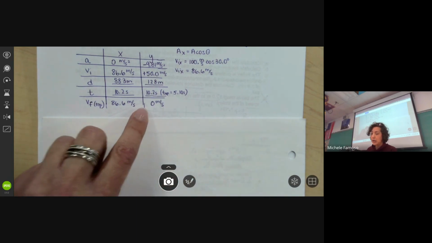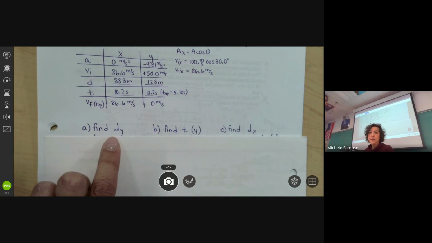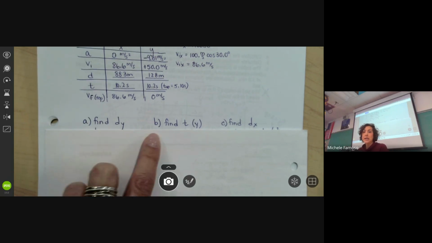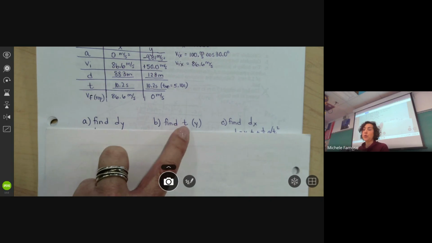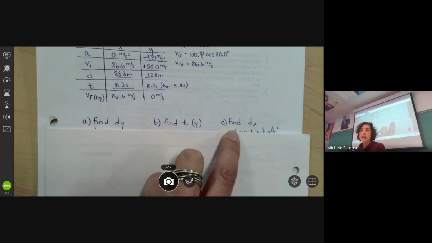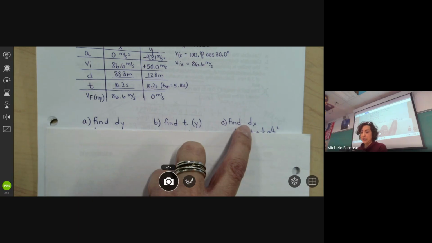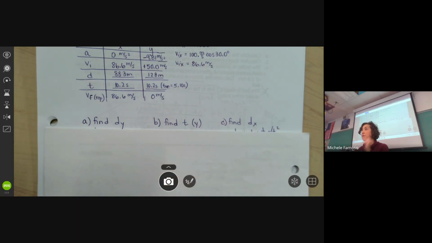In part A, I want the vertical displacement, the height. In part B, I want the time, which we'll use the y direction to get. And in part C, I want the range, the dx. We're going to do part B first. We always get the time first.